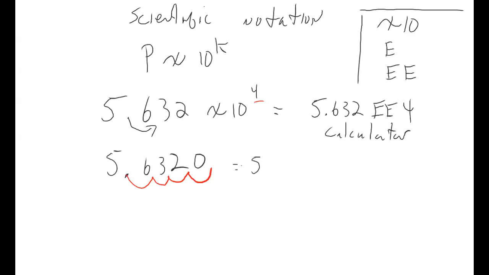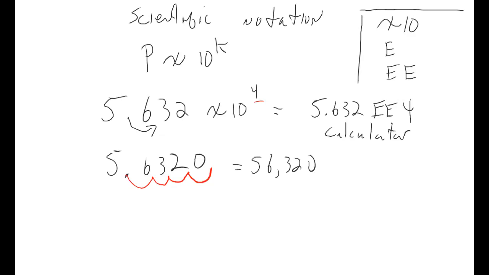So this is 56,320. Now, typically you won't see a number that small written in scientific notation, but I don't want to spend all the time just moving decimals 17 to 27 times. So if you can do 4, you can do as many as you would like. So that's how we do it.